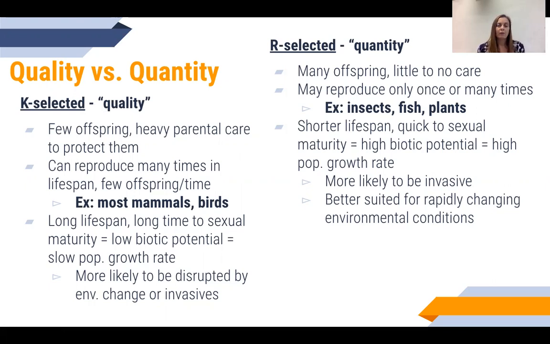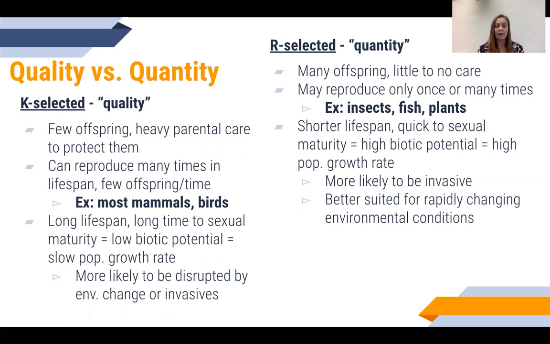When we look at R-selected species, now we're looking at quantity over quality. R-selected species have lots and lots and lots of offspring. They provide little or no parental care. Now, they might reproduce only once. That's what College Board would like you to know. They may reproduce many times as well.